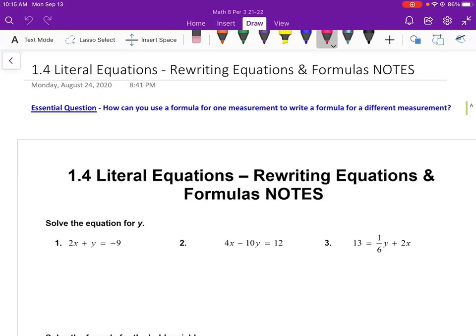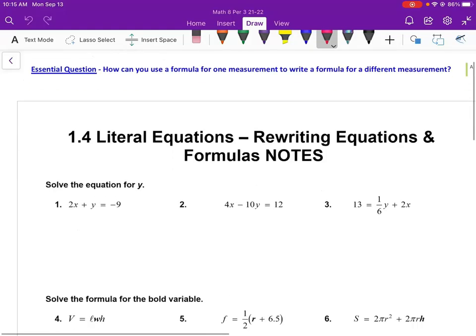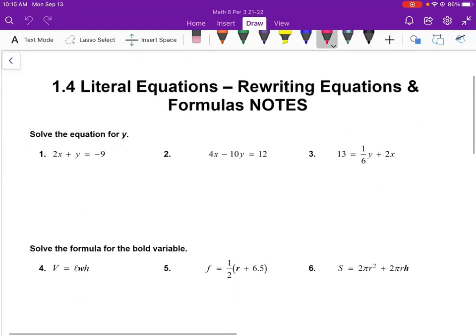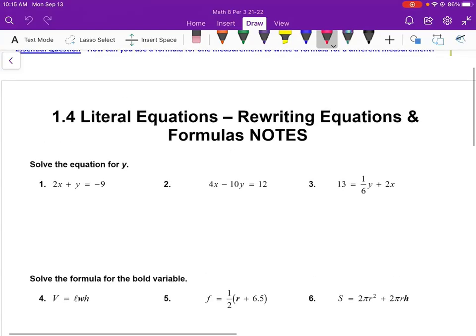Right, here we go. 1.4 literal equations, rewriting equations and formula notes. So, essential question, how can you use a formula for one measurement to write a formula for a different measurement? So, literal equations are equations that have two or more variables. So, we're going to write that across the top.